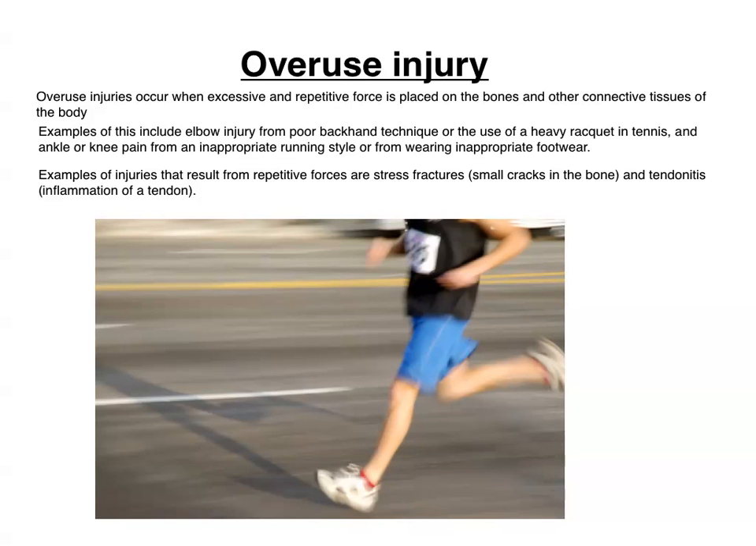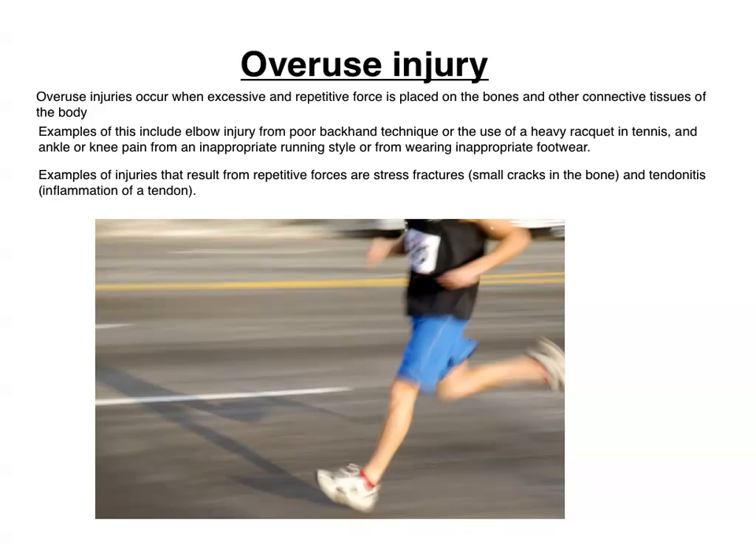And the last classification we have is overuse injuries. These can occur from excessive and repetitive force being placed on bones and other connective tissues of the body. So examples of these would be that people might have a poor backhand technique in tennis, so every time they swing the racket, they get problems at the elbow. Another common injury would be shin splints or shin soreness, which is small stress fractures in the shins.